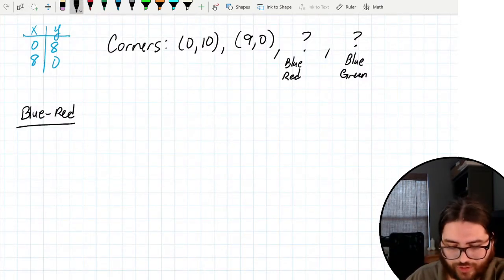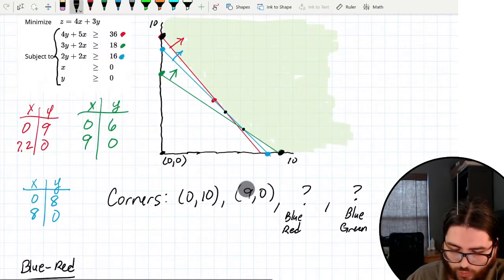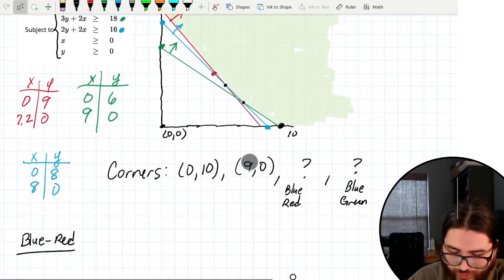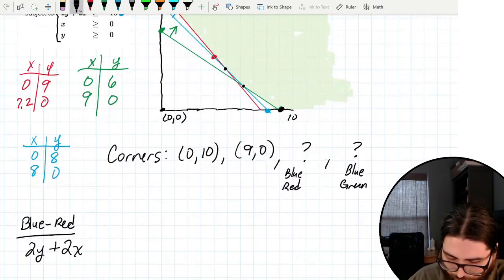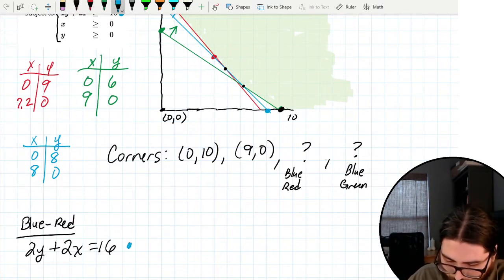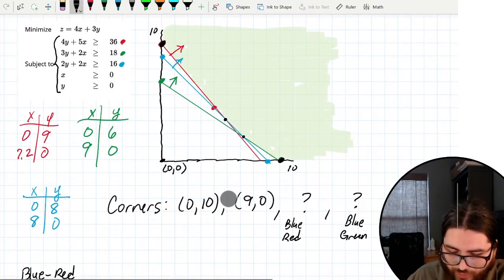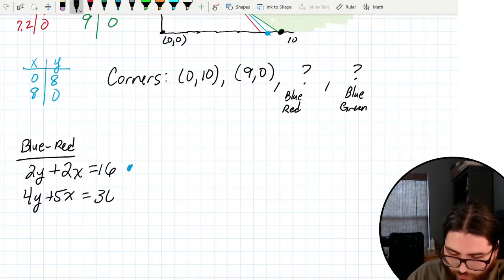Let me go back up to the top. Again, I apologize for having to scroll so much today. So blue-red. That would be 2y plus 2x is equal to 16. That's my blue line. My red line is 4y plus 5x is equal to 36. I don't need any of the other lines.